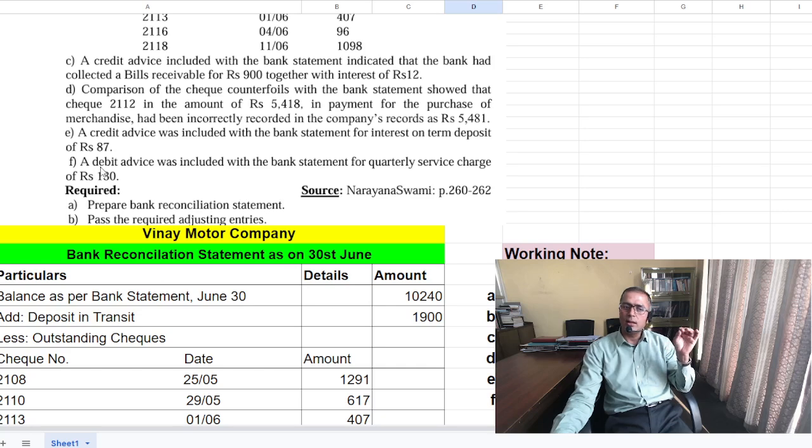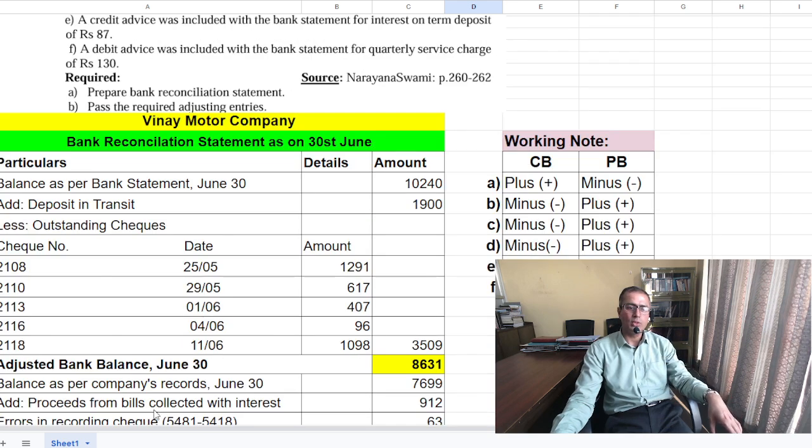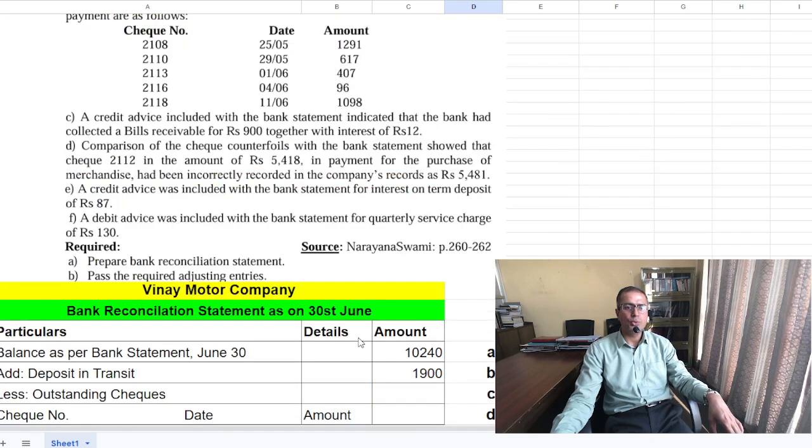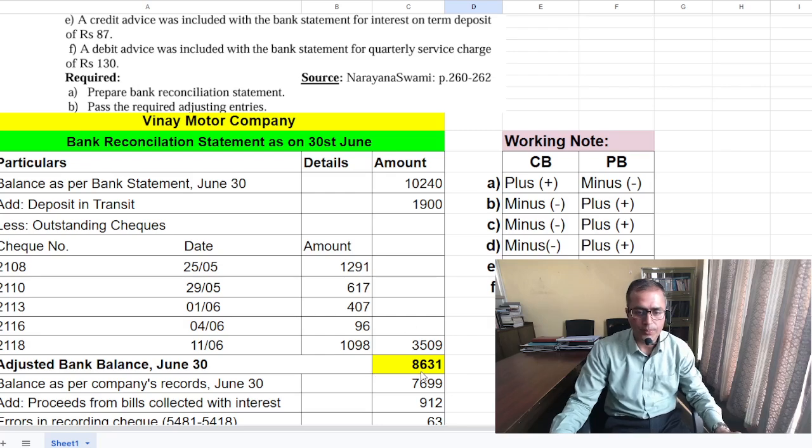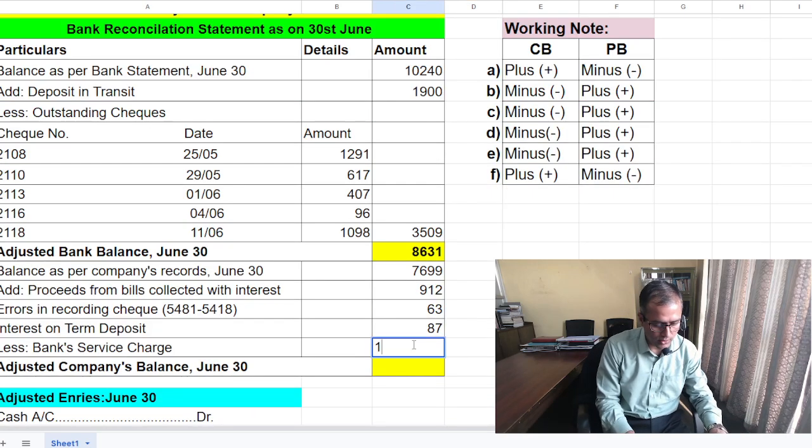Last is the debit advice, which is also called debit memoranda, right, included with the bank statement for the quarterly service charges. So F number would be your quarterly service charge, which is an expense recorded in the passbook. So since the bank updated it, you have not updated it. Look at the situation of the passbook here, this is minus, so the amount we have is 130. Okay, you just say 130.